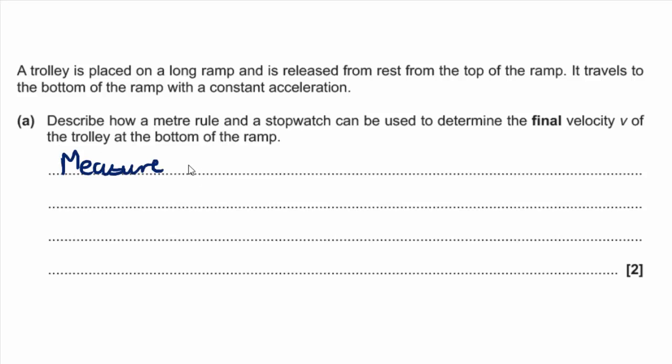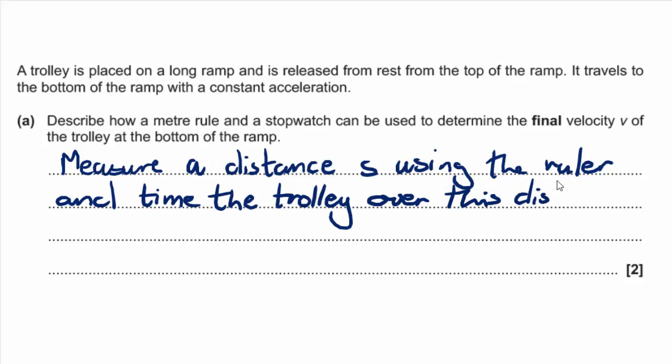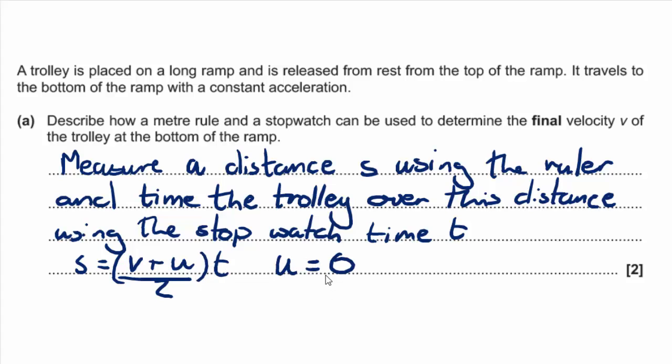So to begin with, we're going to measure a distance s using the rule, and we're going to time the trolley over that distance. And we're going to call that time t. We're going to use the stopwatch to do that, and then we are going to use the equation s equals (v plus u) over 2, which is the average velocity, multiplied by the time. u is going to be 0, so that's going to give me s equals vt over 2, so 2s over t is going to equal v.